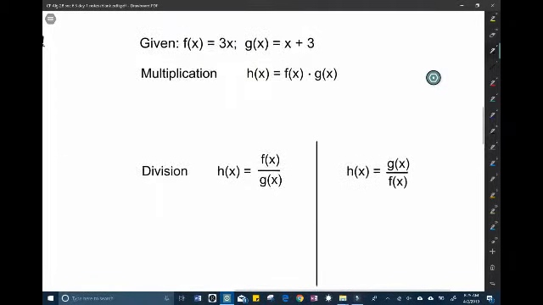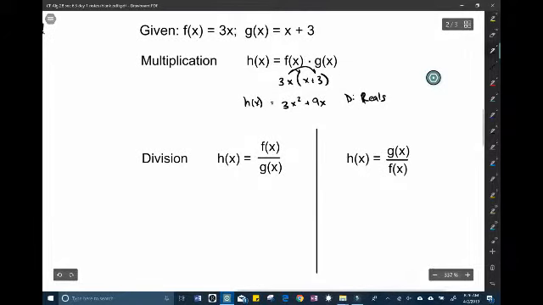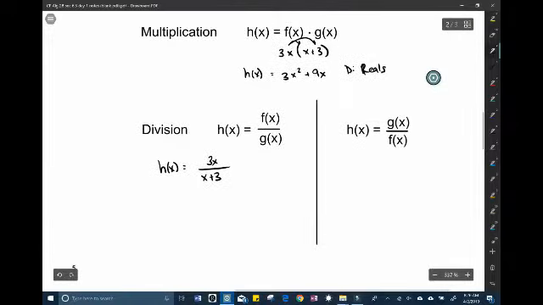Multiplication and division, pretty much the same idea. Just be careful. So 3x times x plus 3, you're going to distribute. So 3x squared plus 9x is equal to our h of x. Okay, domain, all reals. And division, f up top, 3x divided by x plus 3. This can actually not simplify further. Okay, so that is your answer.